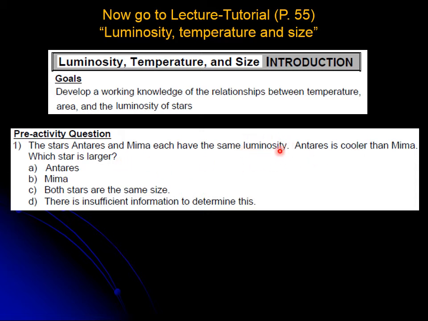Well, luminosity is the power out, and power out means the energy being put out by the star. The fact that this one is cooler means that the radiation coming from here is going to have less energy. Each bit of radiation has less energy than the radiation coming from here. But if they have the same luminosity, they are putting out the same amount of energy, which means that this one is going to have to be putting out more pieces of light than this one. And because of that, it has to be larger. It has to have a larger surface. So the answer is Antares.